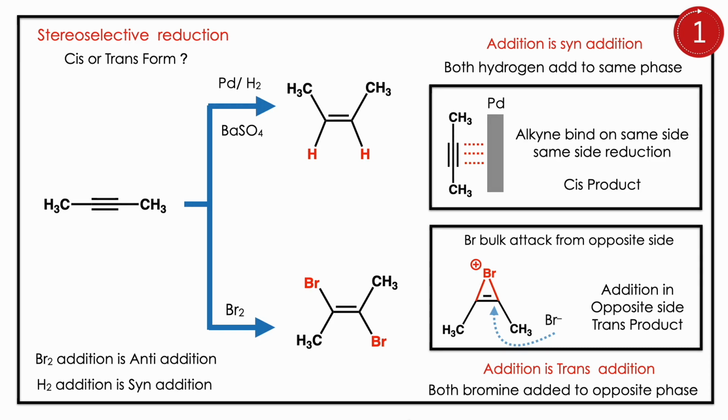Palladium and barium sulfate is a metallic reduction. The alkyne binds to the same metal phase. Same phase reduction leads to the cis alkene. Only the binding leads to the cis alkene.